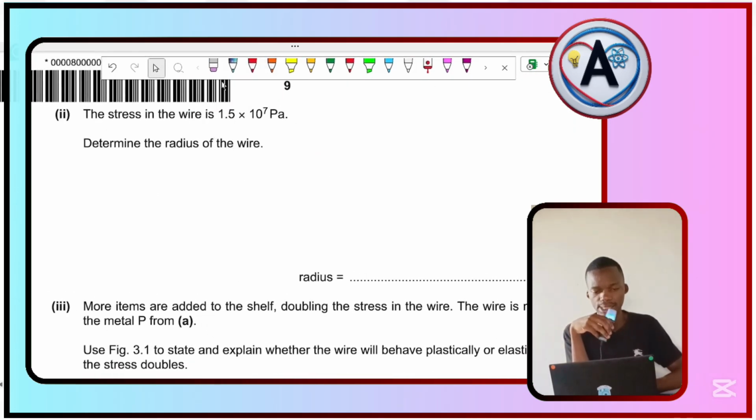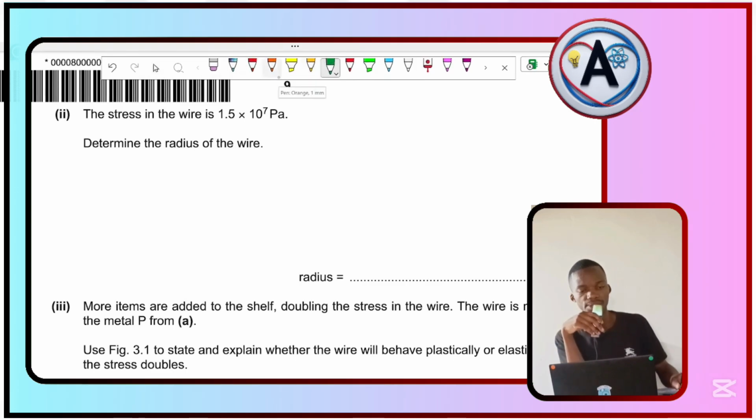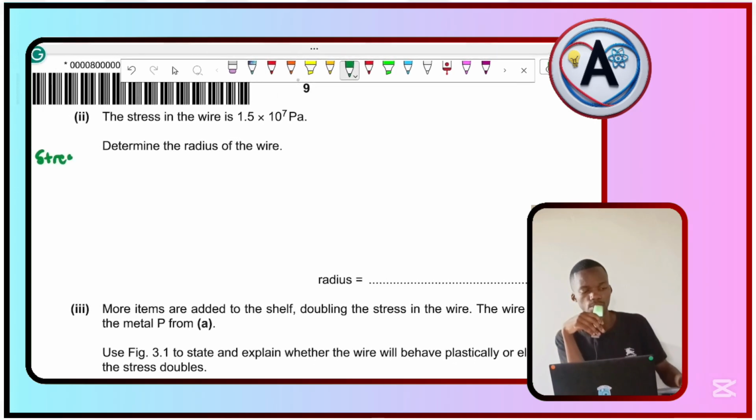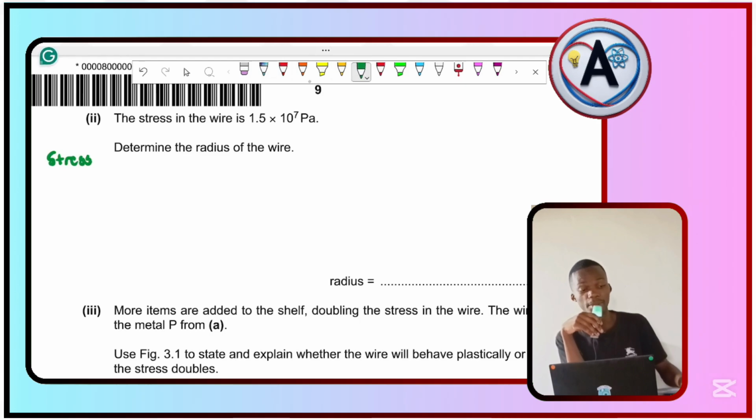The stress in the wire is that. Determine the radius of the wire itself. You're going to ask yourself, what is stress? What is stress?